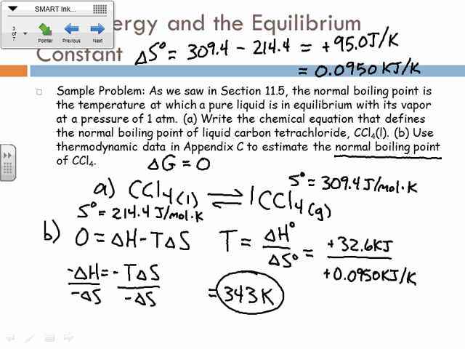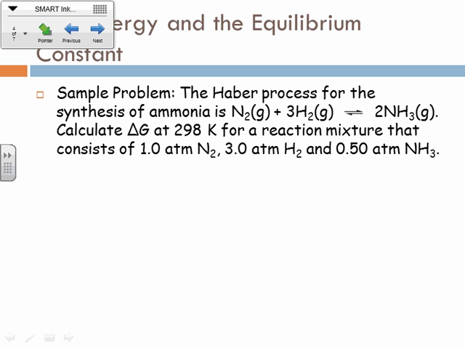Okay, so that's kind of how that works. All right, another sample problem here, and I don't think I put the equilibrium arrows on your notes again. Sorry about that. So the Haber process for the synthesis of ammonia, we talked about this one yesterday. This process just comes up over and over again. What we want to do now is calculate delta G at 298 for a reaction mixture that has 1 atmosphere of N2, 3 atmospheres of H2, and 0.5 atmospheres of NH3.